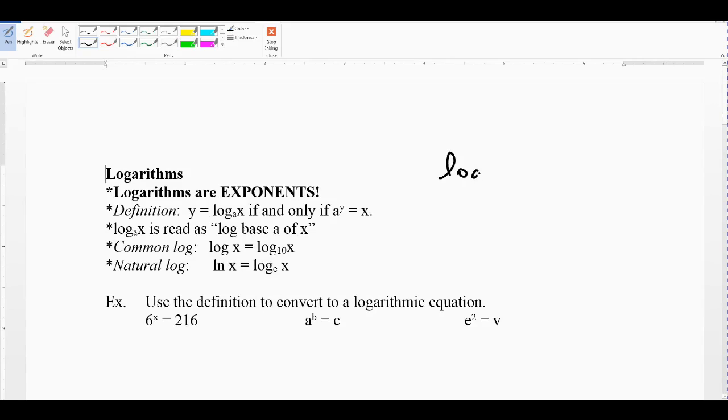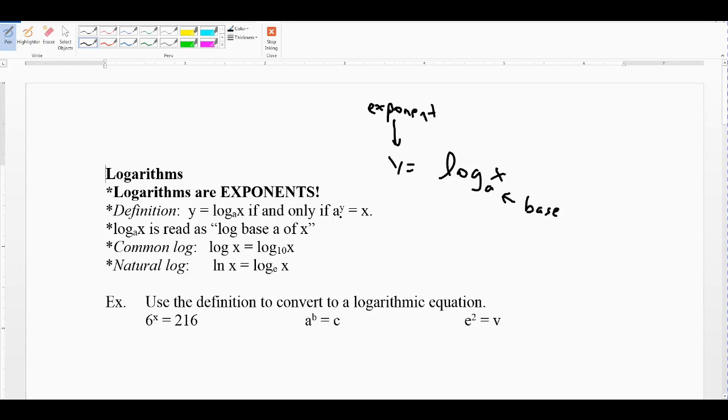Let me write that down. The log is short for logarithm. A is actually called the base. And since logs are exponents, whatever the log equals, in this case the y, that's an exponent. That's the exponent on the base. And the x is just called the output for most books.